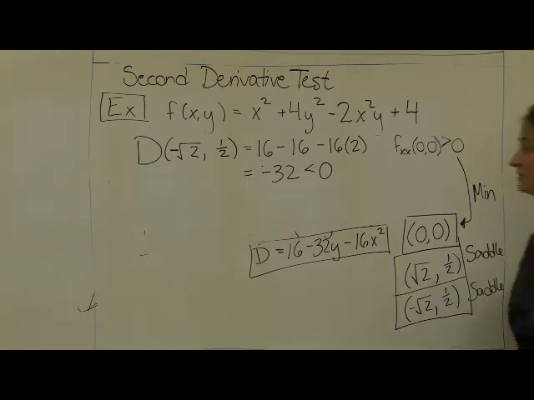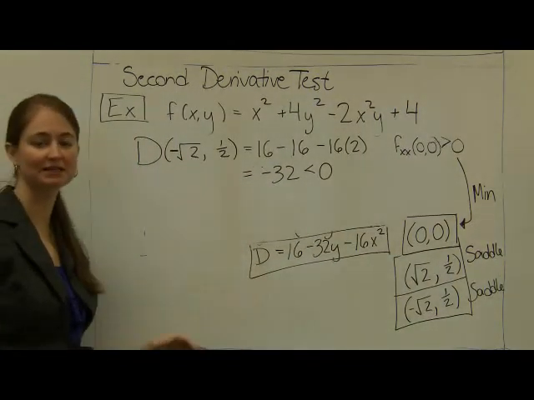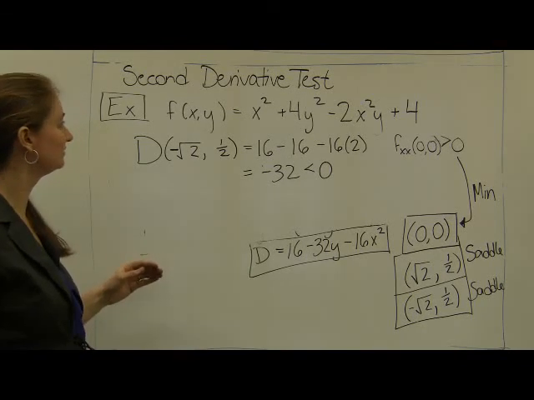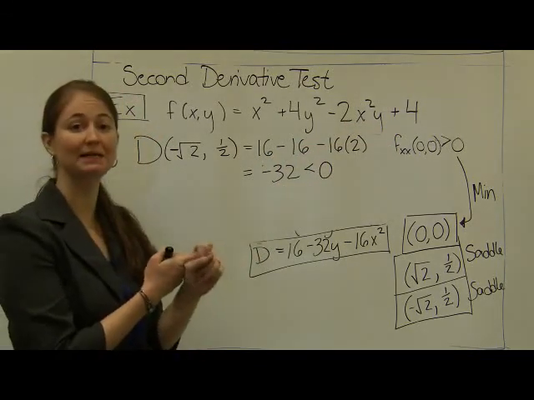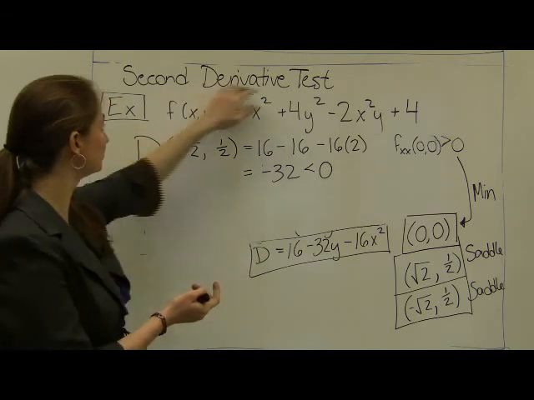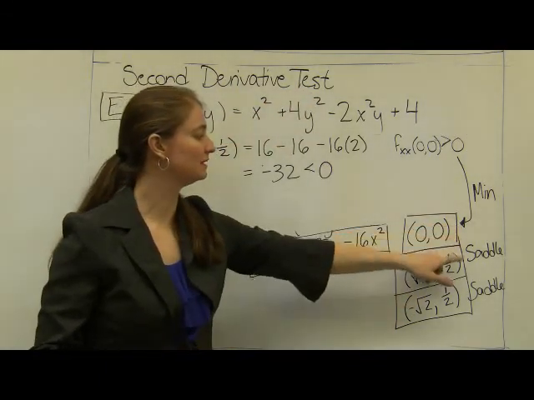Phew! So maybe you're tired of all of this work. It turns out that this algebraic process isn't that complicated. It's just a little algebraically tedious. The steps that we did, we started with this function. First, we found the critical points by setting our partial derivatives equal to 0. Then we used our second derivative test to find out whether our critical points were maxes, mins, or saddles.